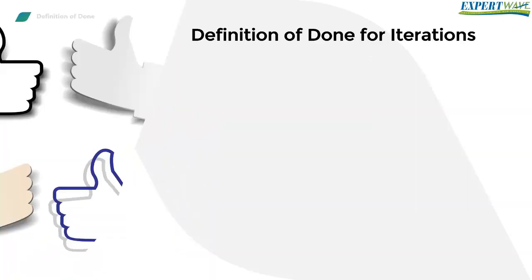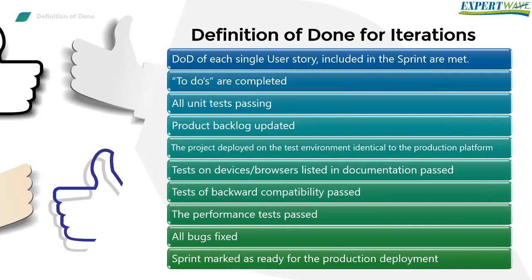The iteration. The definition of done for the iteration may include the following. The definition of done of each single user story included in the sprint are met. All the to-dos are completed. All unit tests passed. The product backlog is updated.